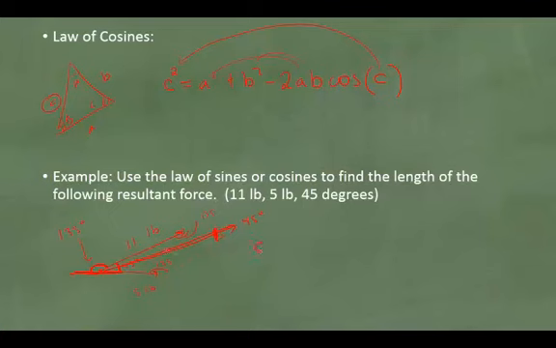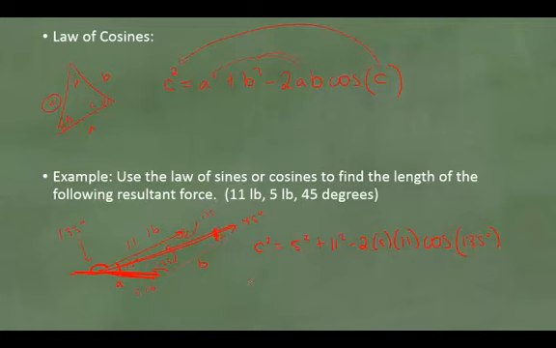And say c squared is equal to a squared. Let's say that this is a right here, and that's b right there. So it's equal to a squared, or what is this length right here? 5 pounds. Plus b squared. What is this one right there? 11. Minus 2 times a, 2 times 5, times 11 times b times cosine of C. Cosine of C is just the opposite of C. It's 135 degrees.